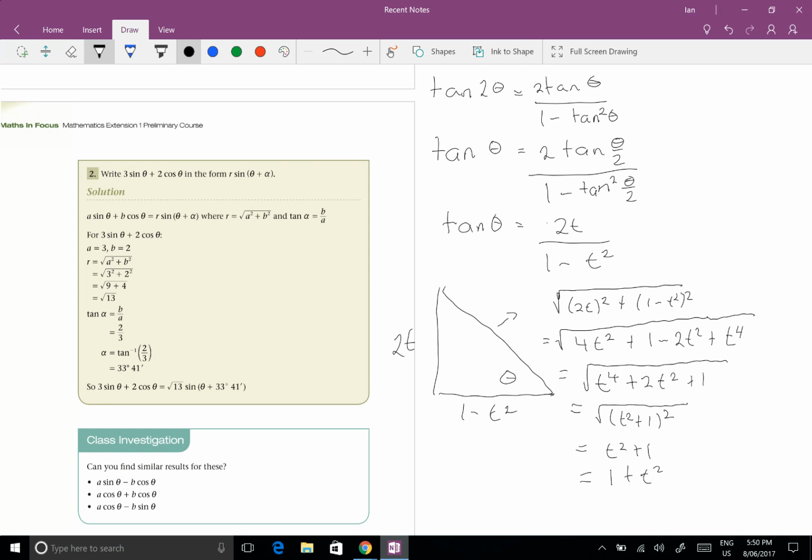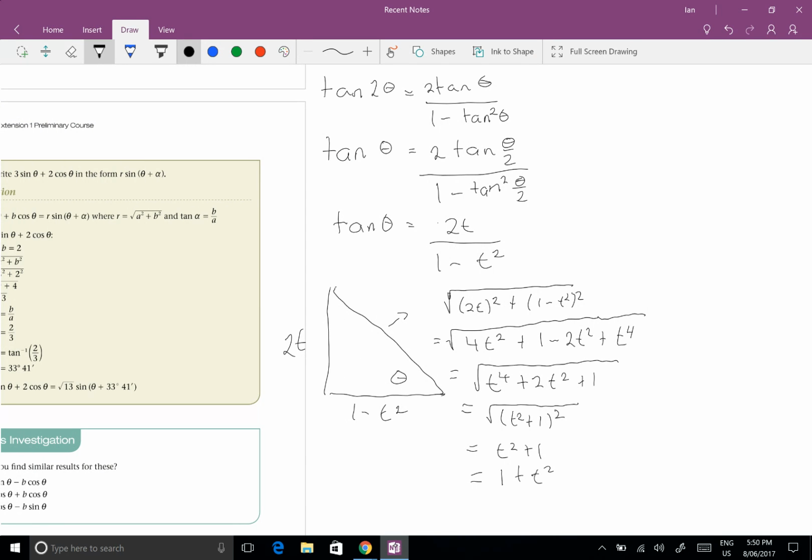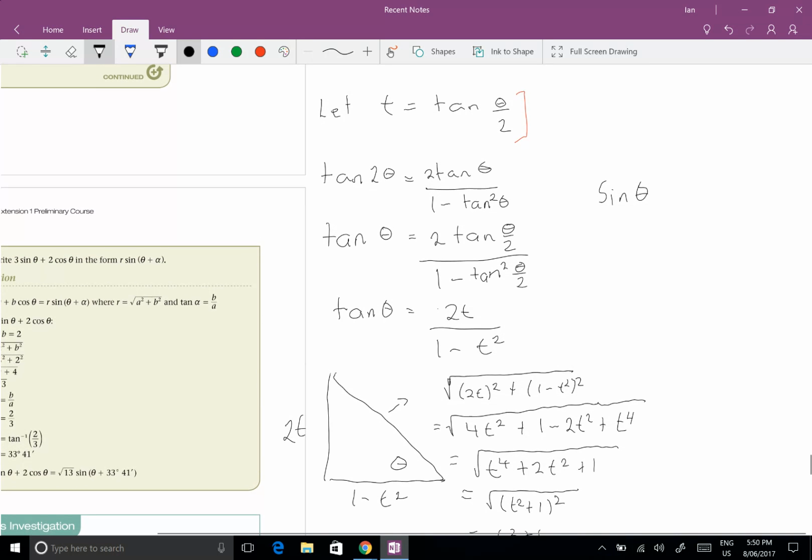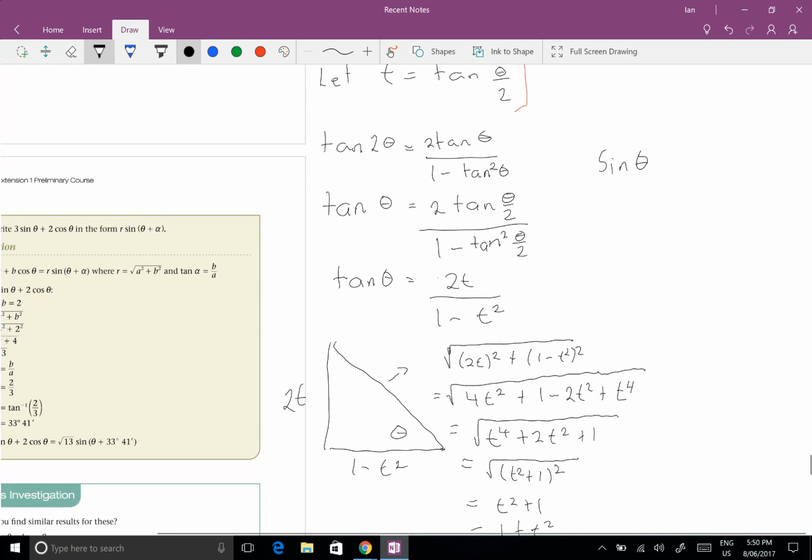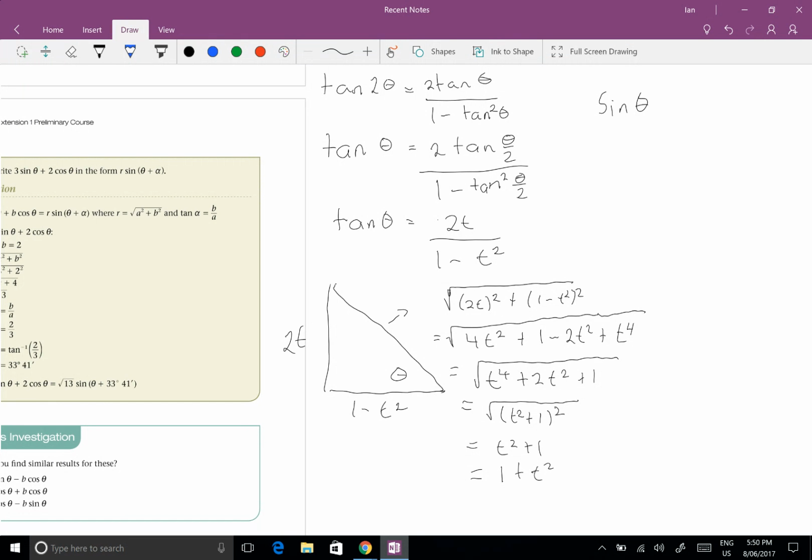Now that we know that, we can get sine theta. And remember, all this stems from t equaling tan theta on 2. Sine theta equals 2t on the hypotenuse. And the hypotenuse is 1 plus t squared. And cos theta equals the adjacent, 1 minus t squared on 1 plus t squared.